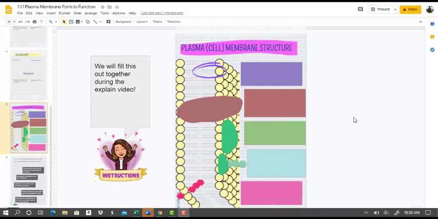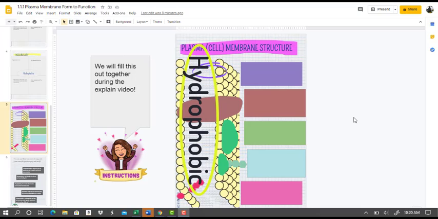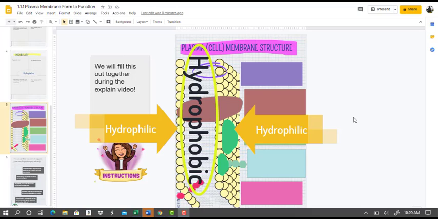So the first one I have up there, circled in purple, is one phospholipid. And we saw in the video that the inside here, the tails of the phospholipids are hydrophobic. And if you've already done your vocabulary, you know that that means that it repels water or is not attracted to water. And the outside here is hydrophilic, attracted to water.